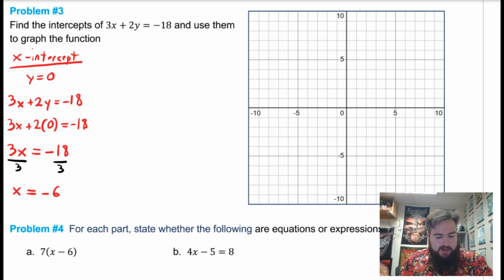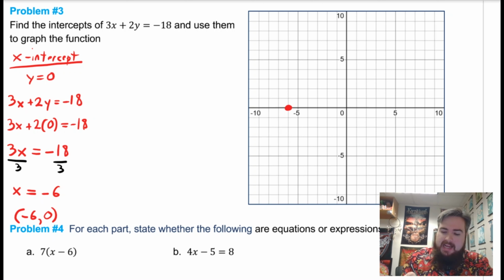If we plot this point, we have the coordinate negative 6 for x, 0 for y. So that would be back 6 on the x-axis, and on the axis, we're not going up or down any. The y-coordinate would be 0, so we get that point right there.